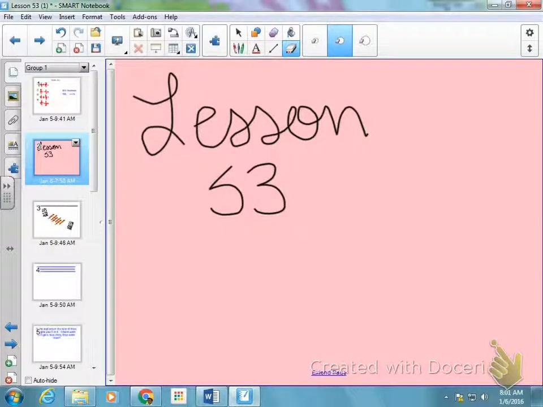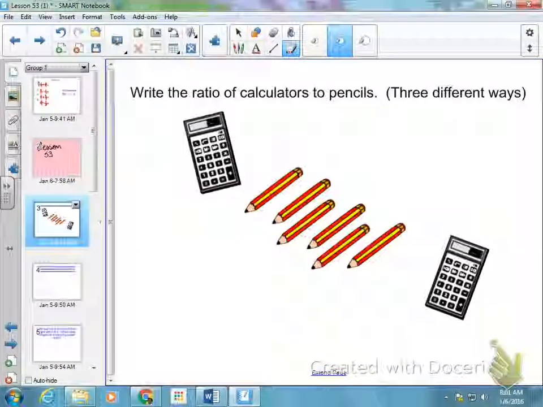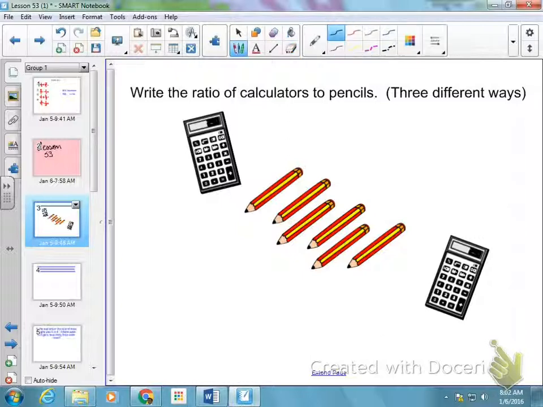Okay, today we're going to be looking at lesson 53, which is just a review of ratios. So our first ratio is: write the ratio of calculators to pencils. In order to do that, we're going to first look at what the first word says. Our first word says calculators. So the first number we're going to write in our ratio represents how many calculators we have. And there are 2 calculators.